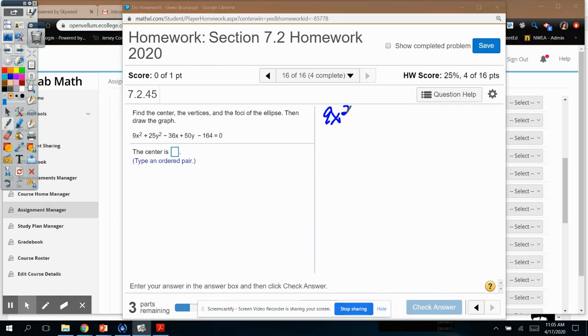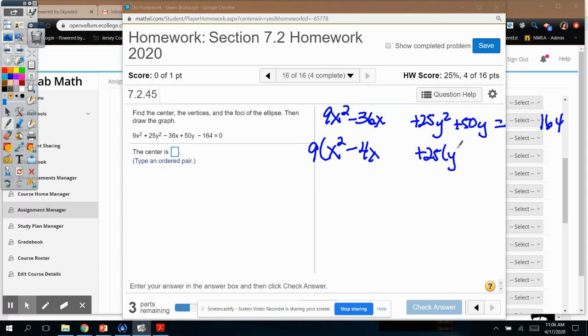So 9x squared minus 36x. Get the x's together. Leave some space to get the y's together, and move that 164 to the other side. Pull out the 9 because you can't have that. You also have to pull out the 9 here. Pull out the 25 of both of these guys. All right, and let's find that magic number.